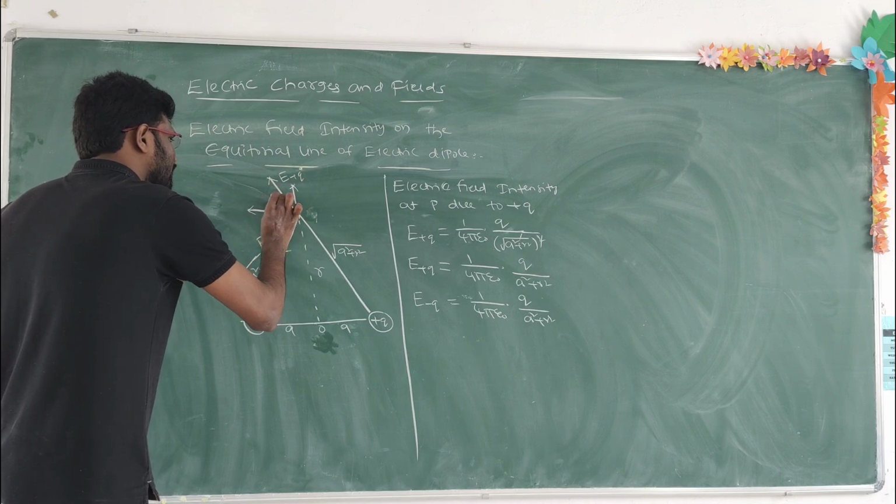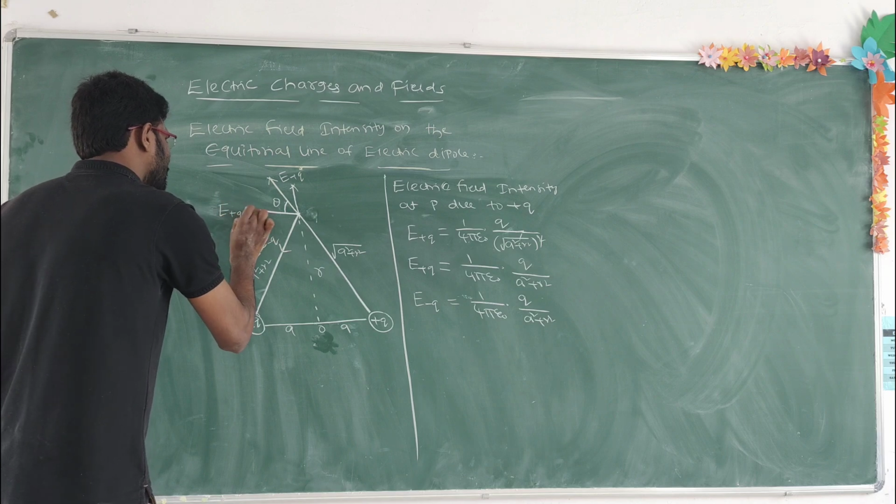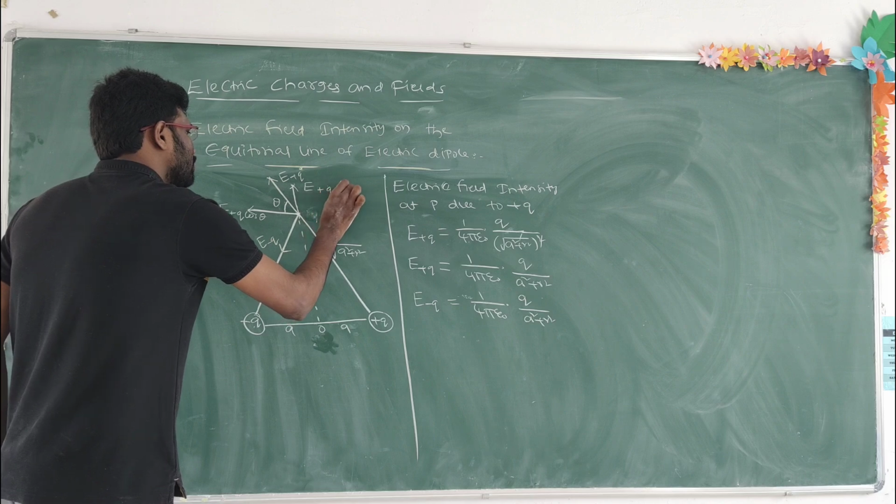This makes an angle theta. If this angle is theta, this becomes E plus q cos theta, and this becomes E plus q sin theta.